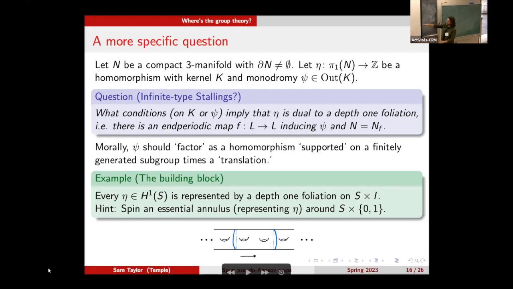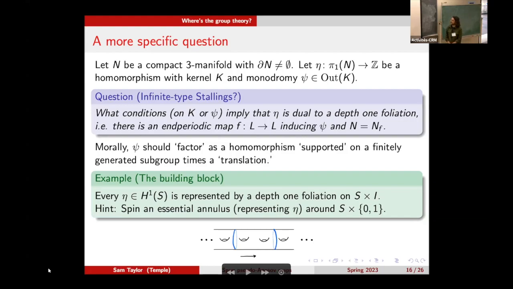And I call this a building block because I think any type of end-periodic map, and this is too much speculation here, one should think about as starting with this end-periodic map, whose mapping torus is essentially surface cross I, and doing some sort of perturbation on some compact subsurface, some finitely generated subsurface.